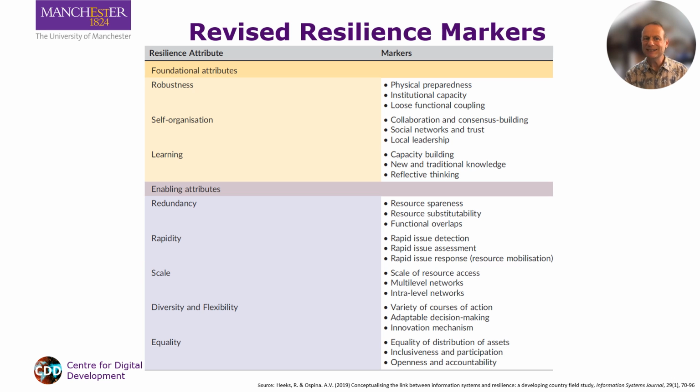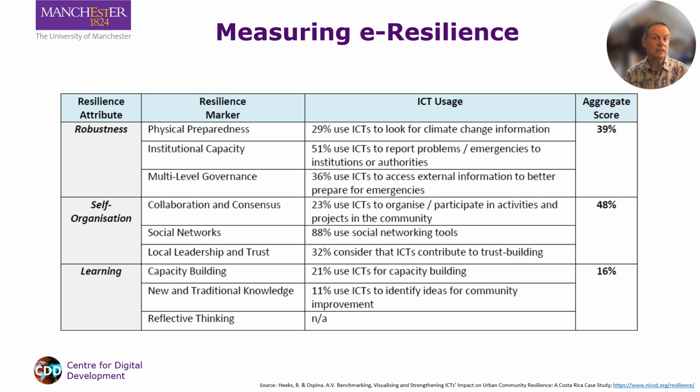To operationalize the revised model, one can prepare for each marker an ICT-related indicator. For instance, here are the results from the original Costa Rica survey to measure the e-resilience of the community, that is, the contribution of ICTs towards resilience. In this case, just showing the sample for the primary resilience attributes. So if we take physical preparedness, it was measured in terms of use of ICTs to access climate change information. Or institutional capacity was measured in terms of use of ICTs to connect to local government institutions.